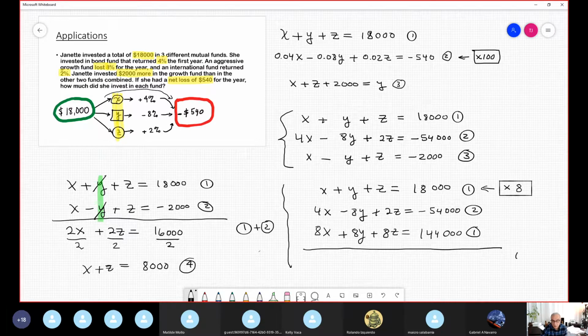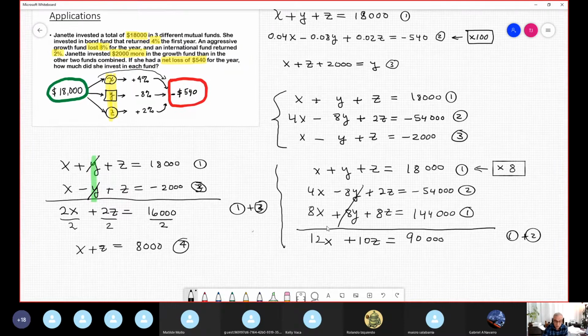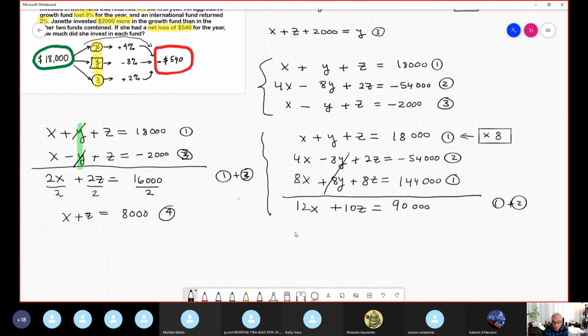And you add 1 and 2. This is not 2. I make a mistake here. This is 3, no? Look, equation 3. You know, it's the same actually. No. This is 12. This is cancelled. This is 10. And this and this together. This and this together is 90,000. And this is equation 5. Okay, we can simplify a little bit because the coefficients 12, 10, and 90,000 are even numbers. You divide by 2.